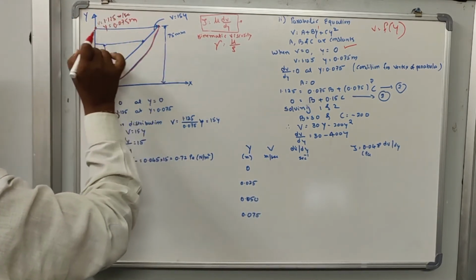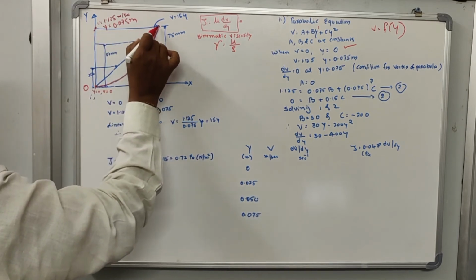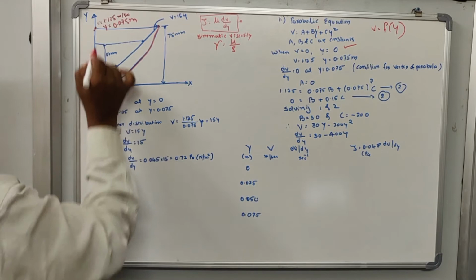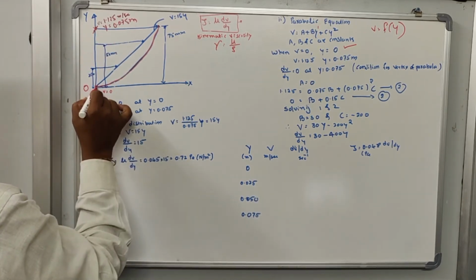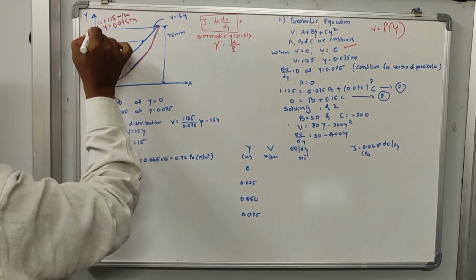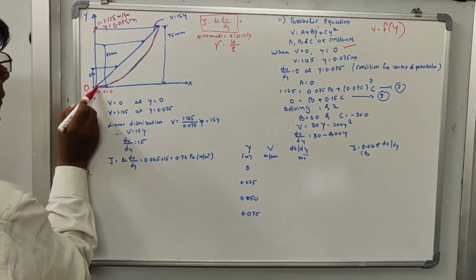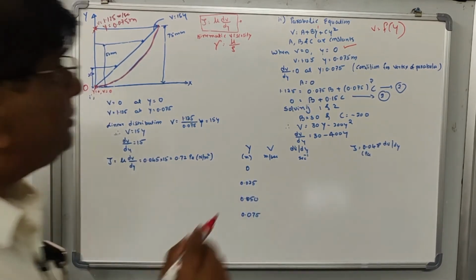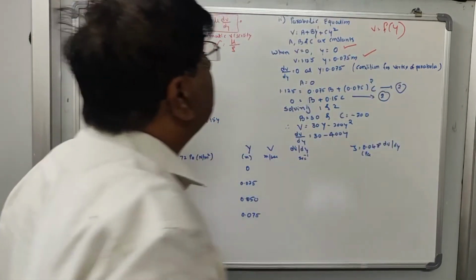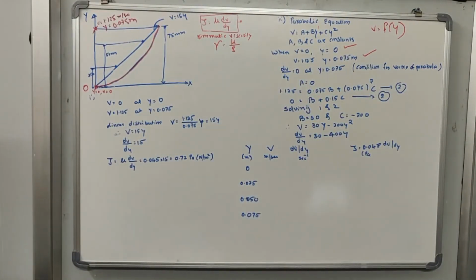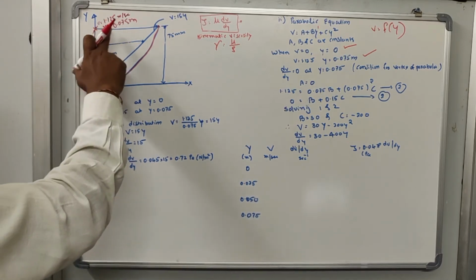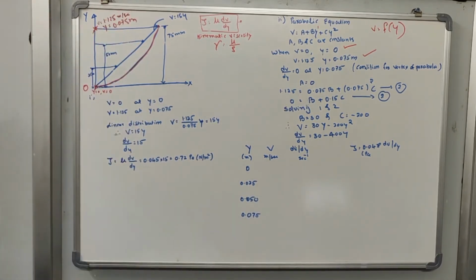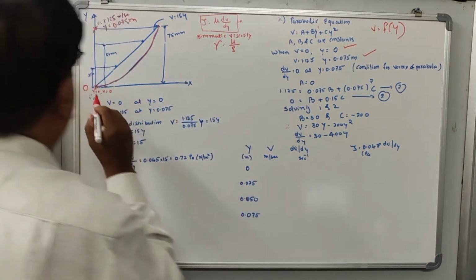Now we are supposed to calculate the variation of velocity from this point to this point. Hence this is the initial point, and this is the boundary point. Whatever conditions exist here are called initial conditions, and whatever conditions exist here are called the boundary conditions. So this is the second boundary condition: when y is equal to 0.075 meter, the velocity is 1.125 meter per second.